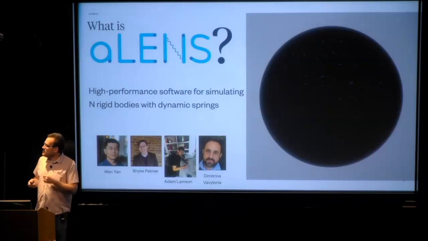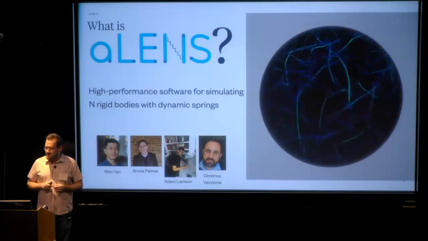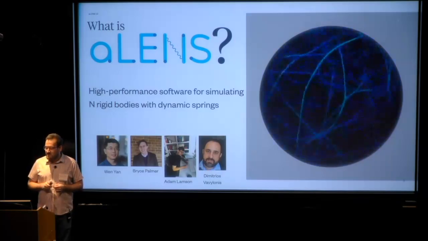So this is an example movie of one of the more recent versions of a lens, where this is supposed to be modeling actin ring formation inside some sort of spherical geometry. So we have flexible filaments that are linking to each other with dynamic springs that are coming on and off the system, and we can actually simulate these large systems forming in the bulk.